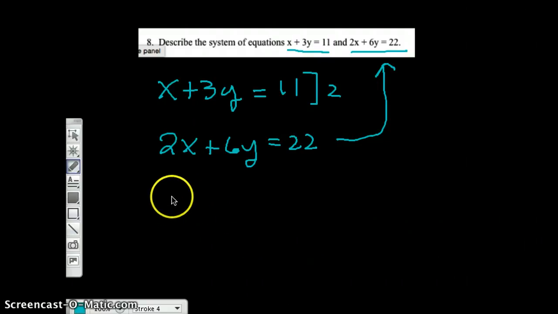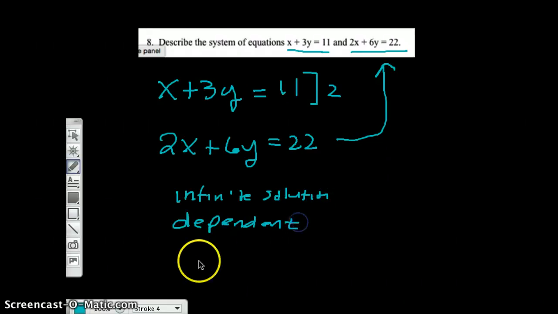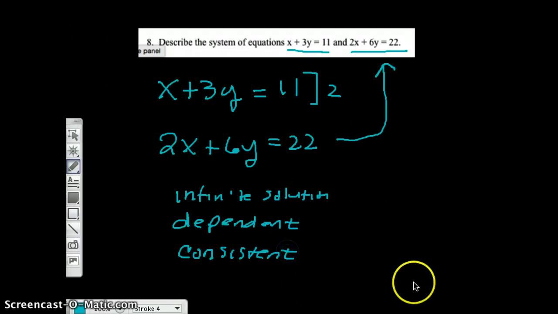So that means that it's the same equation, which is infinitely many solutions, okay? And which means that it's dependent, okay? And that also means that it is consistent. Consistent means at least one solution, okay? I did a video on that. I hope that would help you.